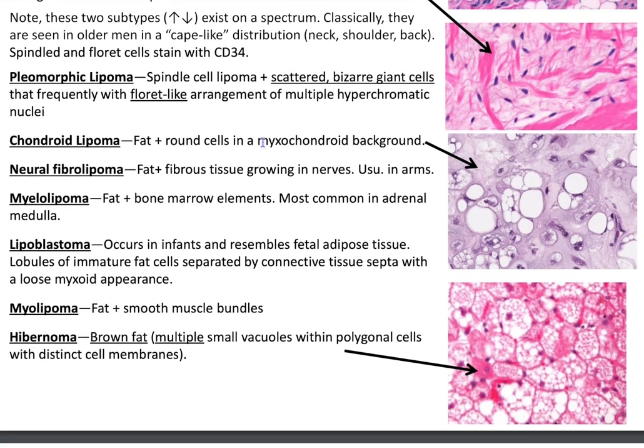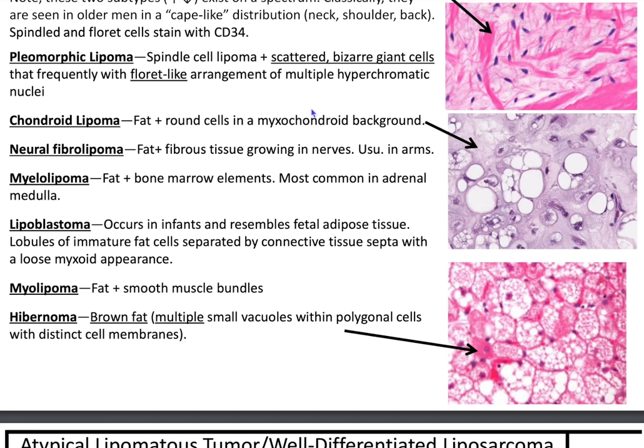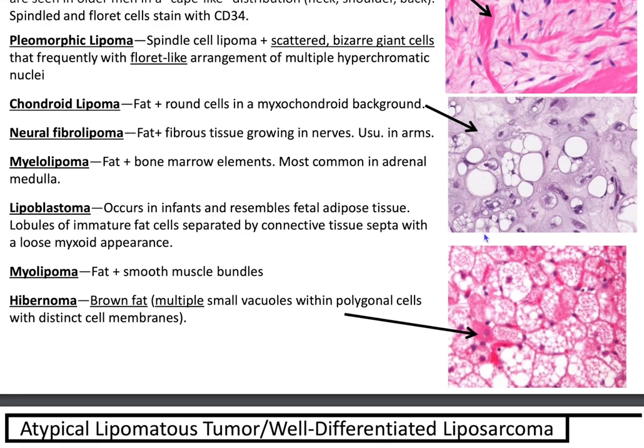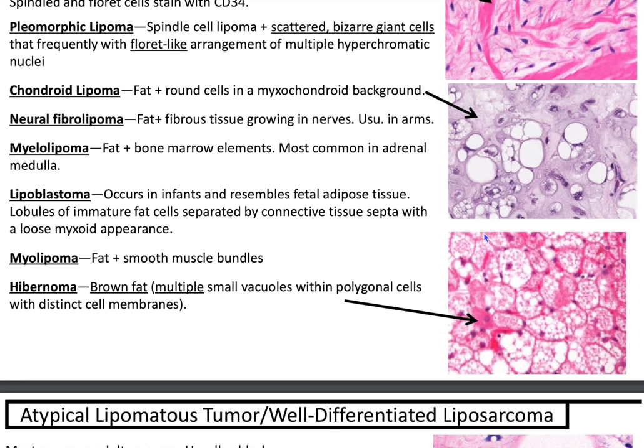Plus, the well-differentiated liposarcoma / atypical lipomatous tumor should have more fibrous septae with atypical cells that do not look floret-like. Chondroid lipoma, you have adipocytes with round cells and a myxoid chondroid background. Neurofibrolipoma, adipocytes with fibrous tissue growing in nerves, usually in arms. Myelolipoma, you'll see bone marrow elements with fat.